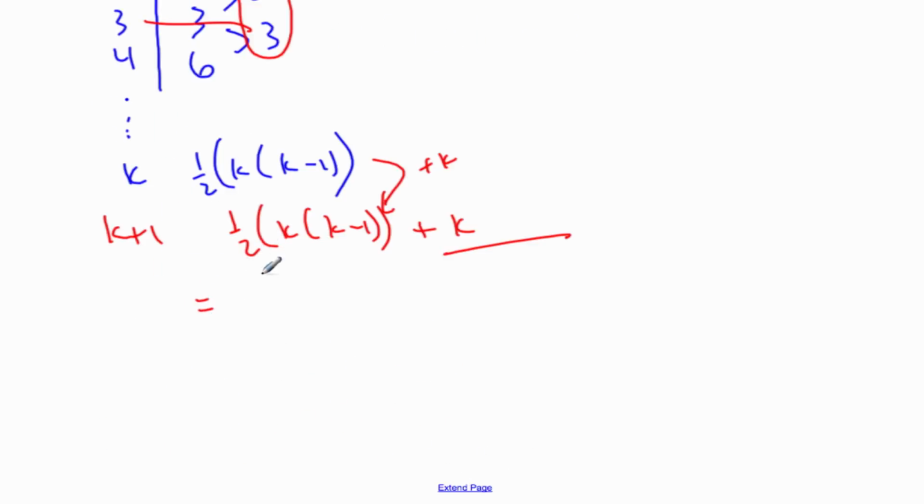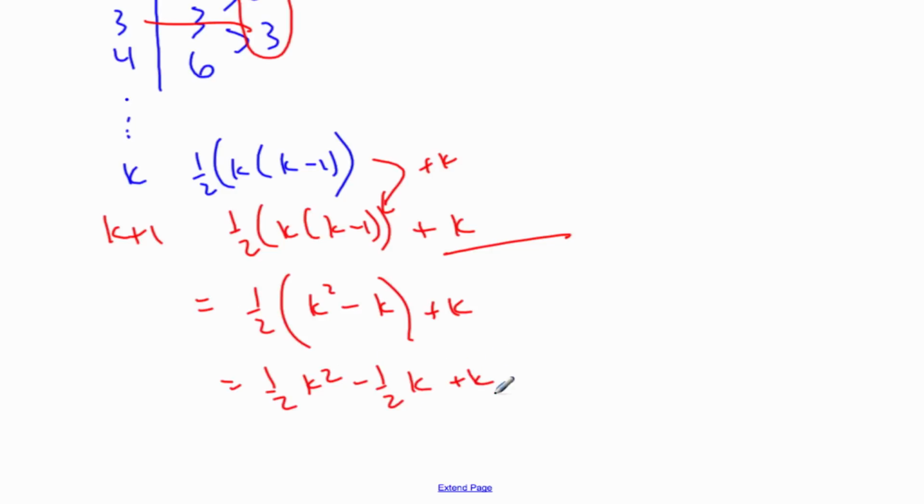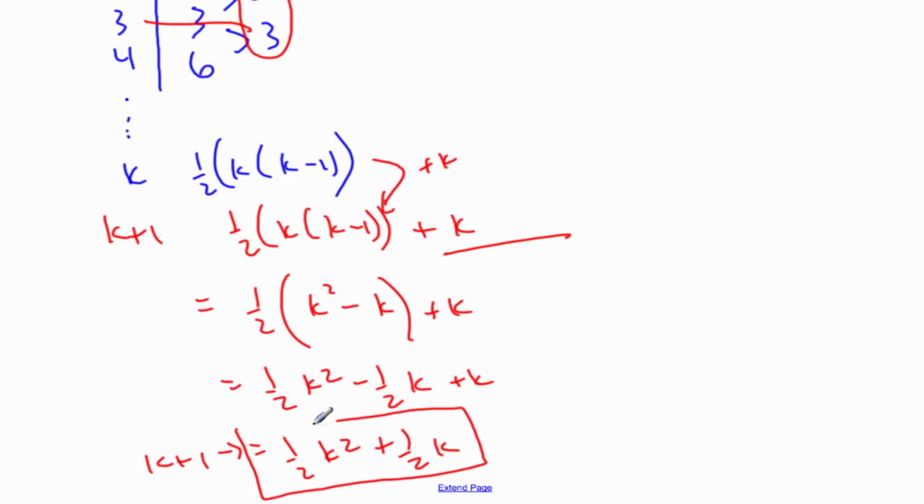So this is by my pattern. I'm going to expand this out. So I get 1/2 K squared minus K plus K, which is 1/2 K squared minus 1/2 K plus K. Minus 1/2 K plus a K is equal to plus 1/2 K. I have to find this, gives me that.